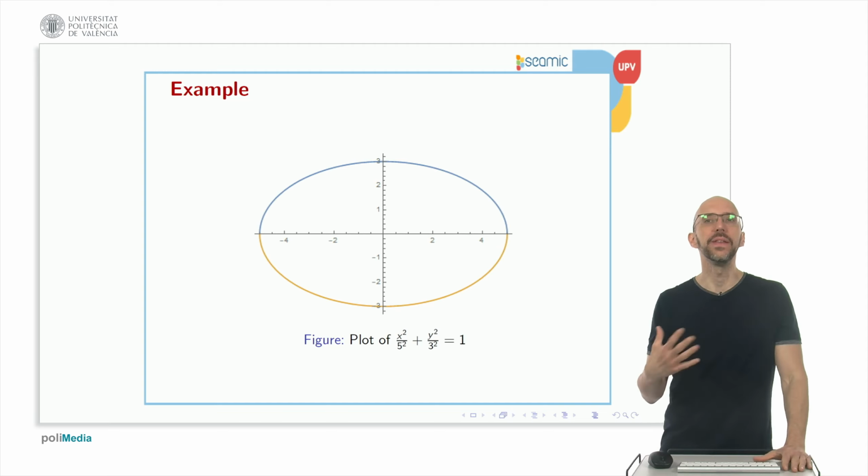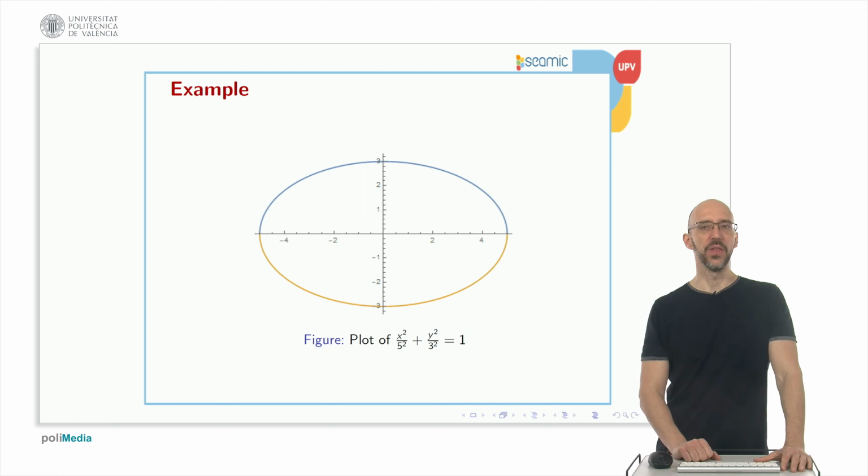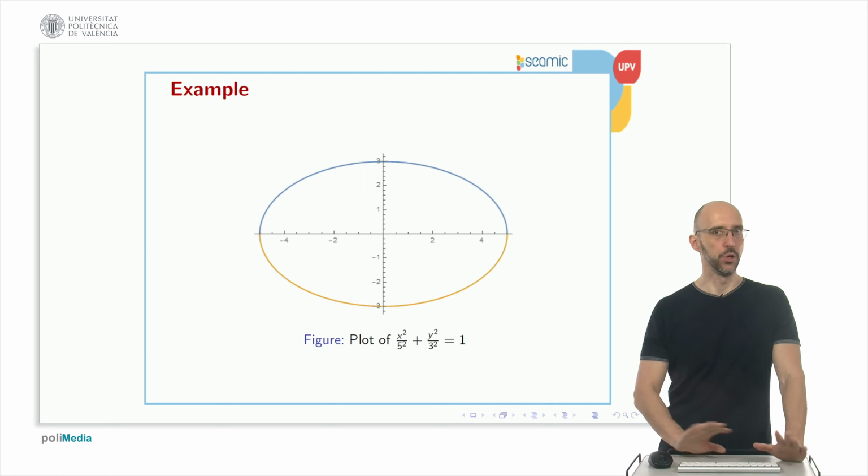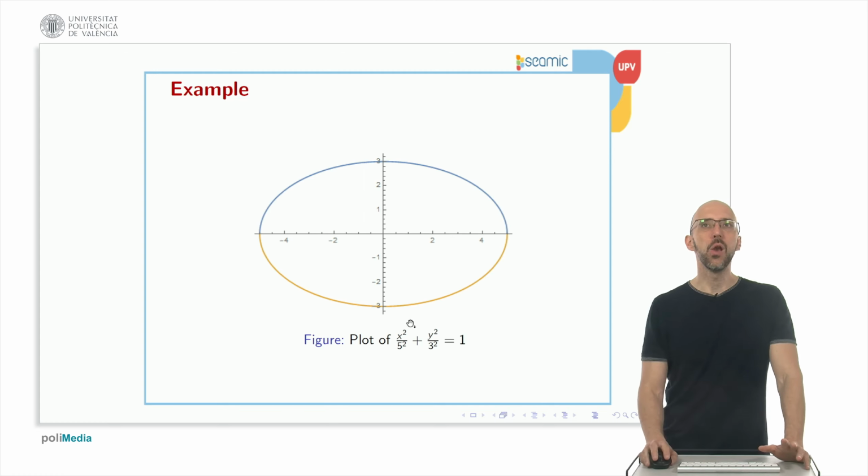Do I need all these things in order to plot this? No. Please, take a look at the implicit function. I know it's an ellipse centered at 0, 0, so I can just put 0, 0 in the middle.